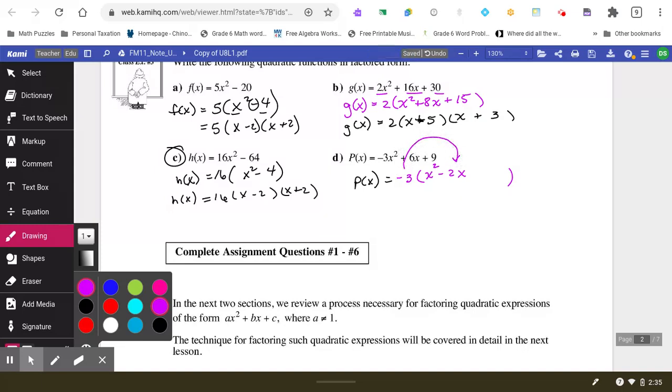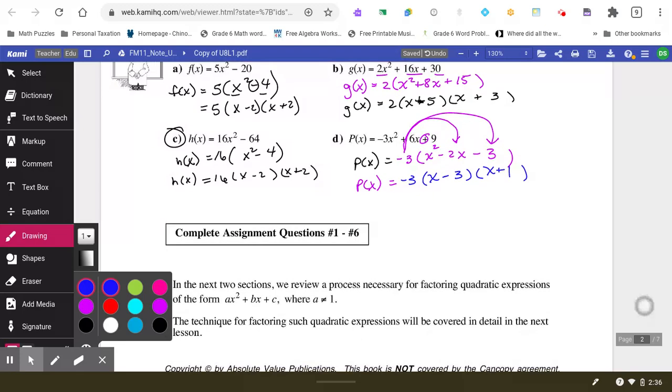A negative times a negative is a positive. And then I would need another negative 3 there. Same reason, for a negative 3 to multiply negative 3 to be a positive 9. All right, keep going, factor. Copy down the negative 3. X and X, I'm going to go 3 and 1. I need to owe the 3 and have the 1 to owe 2 when I'm done. All right.